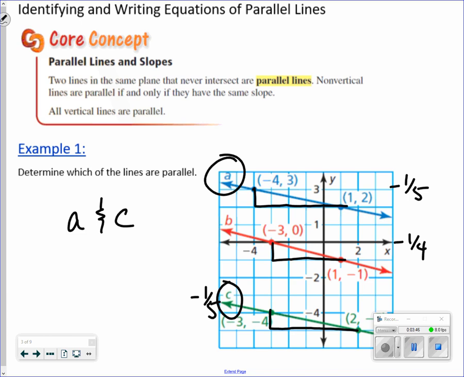Now, if you ever do this in geometry, you'll see a symbol that looks like an 11, but it's a taller 11 and it's closer together. That is the symbol for parallel. So A is parallel with C. If you ever see that symbol, that is the parallel symbol.